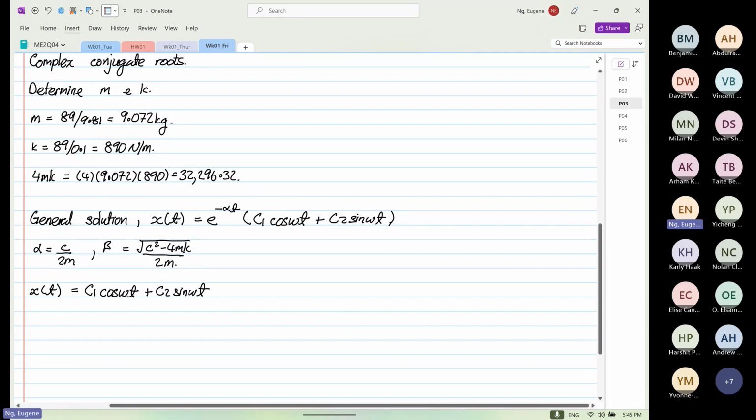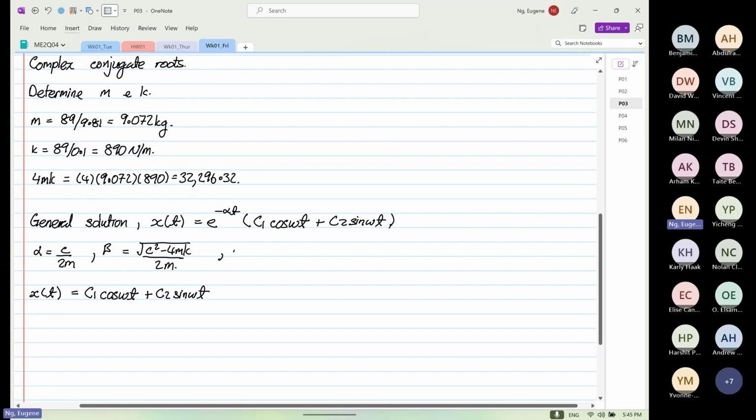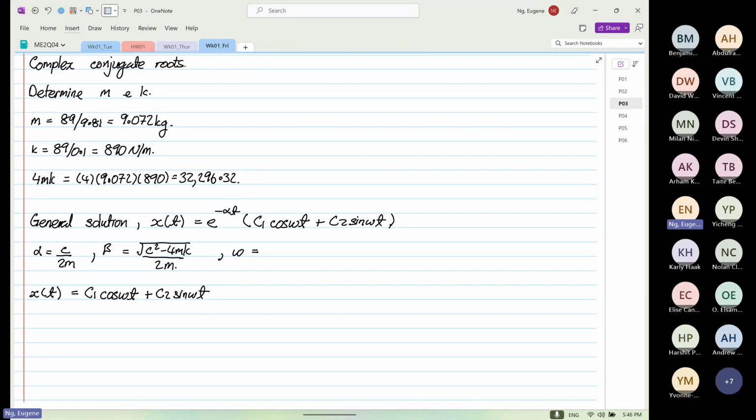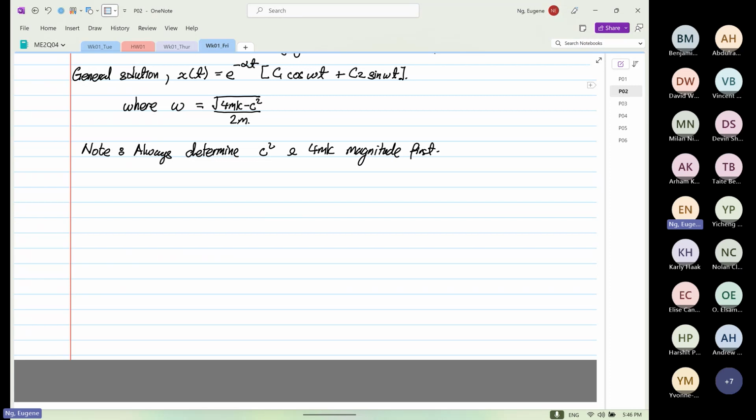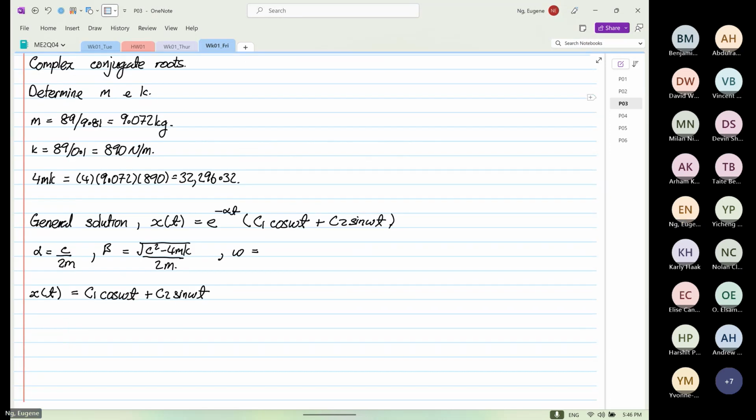So another term to remember is omega. Omega is equal to, I wrote something about omega earlier. Is it 4mk? Yep. Omega is equal to the square root of 4mk minus c squared, divided by 2m.